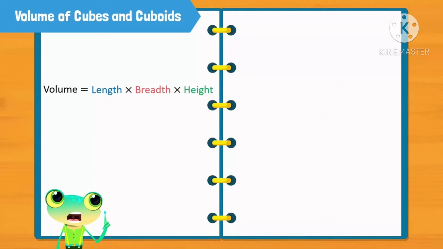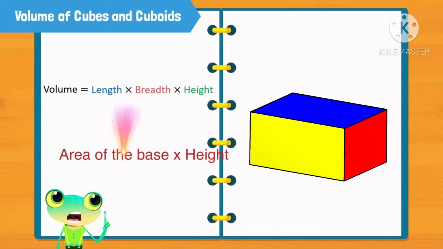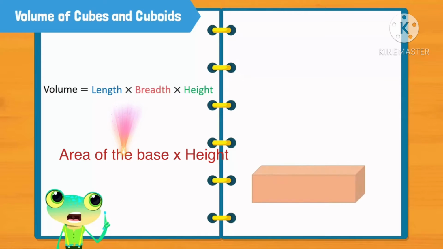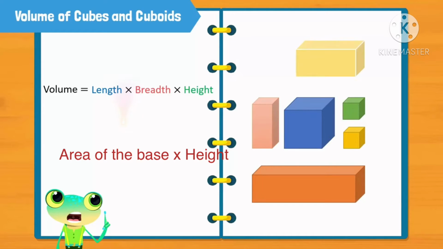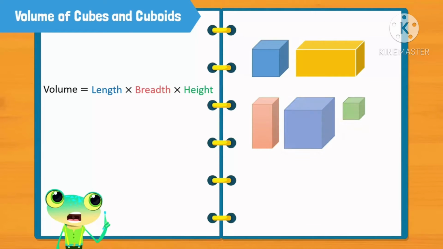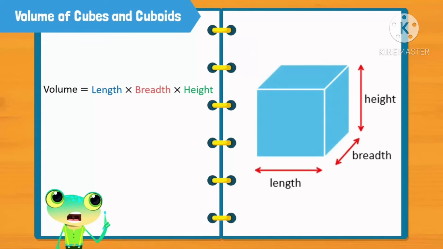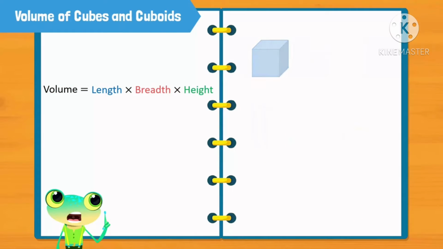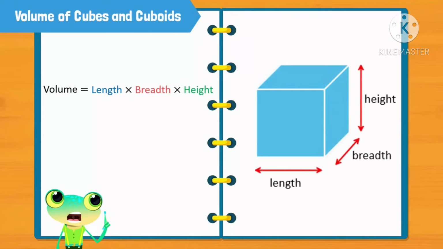In other ways, we can also say that if we multiply area of the base by height, then we will get volume. Like in cuboid, the base is a rectangle. And what is the area of a rectangle? That is equal to length into breadth. So multiply length into breadth means area of the base, by height. And we will get volume of the cuboid as length into breadth into height.